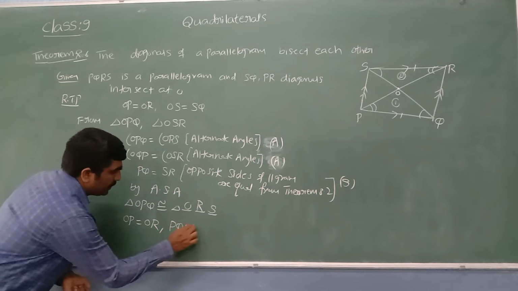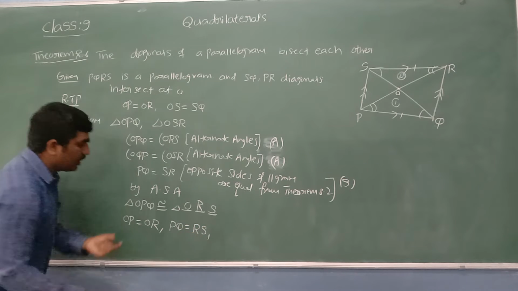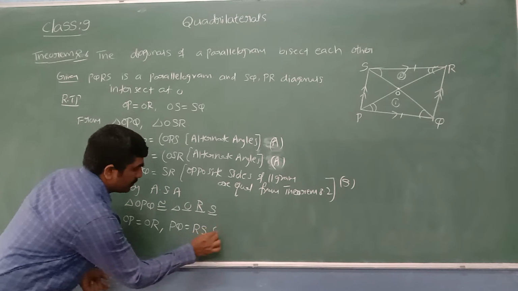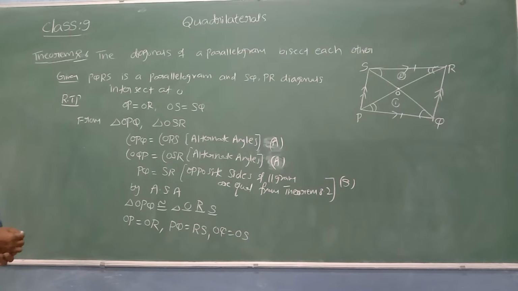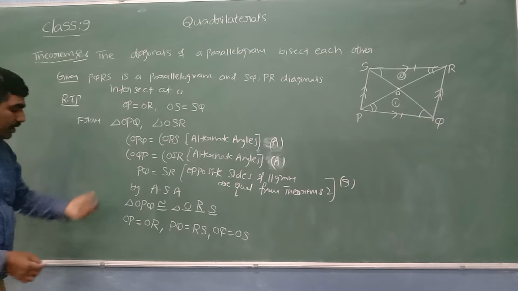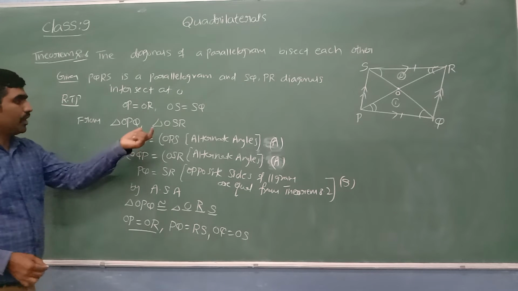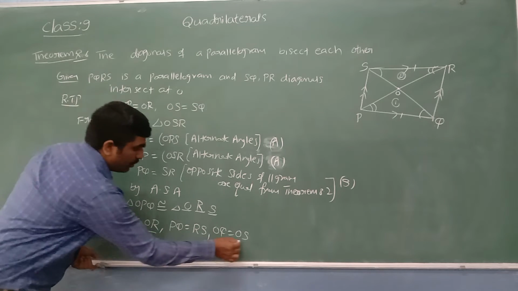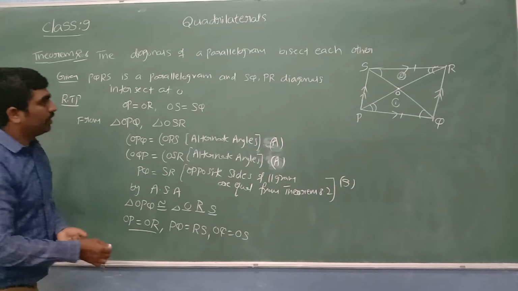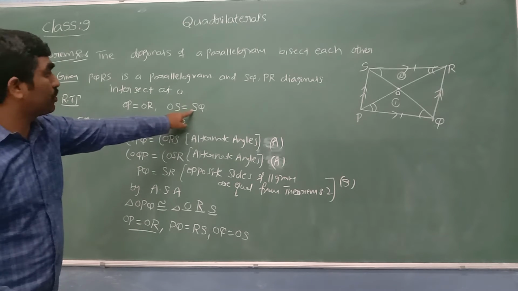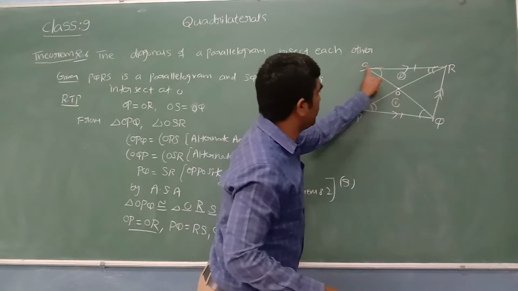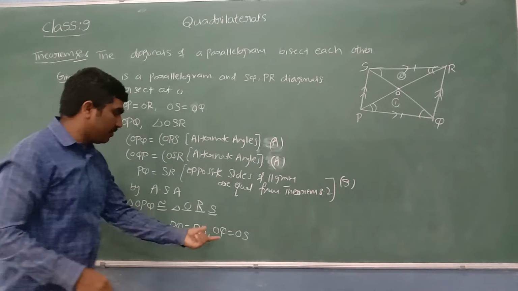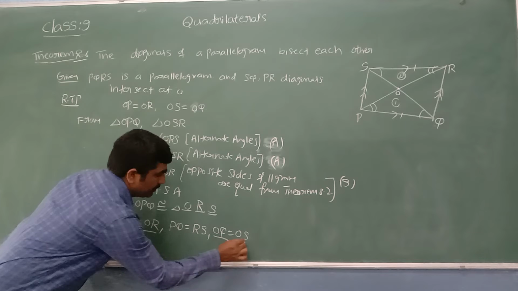Last two. PQ is equal to RS. Then I take OQ is equal to OS. Now we have to prove OP is equal to OR. We have to prove OS is equal to OQ. See, OS is equal to OQ. We have to prove it.